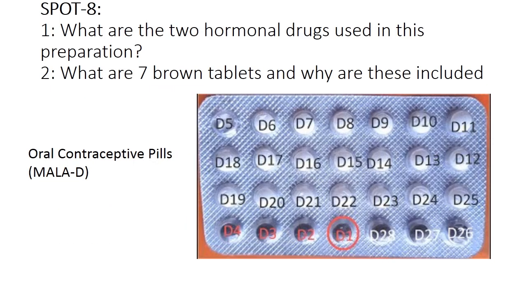Spotter 8. What are the two hormonal drugs which are used in oral contraceptive pills such as Mala D or Mala N? And what are the 7 brown tablets and why are these included?